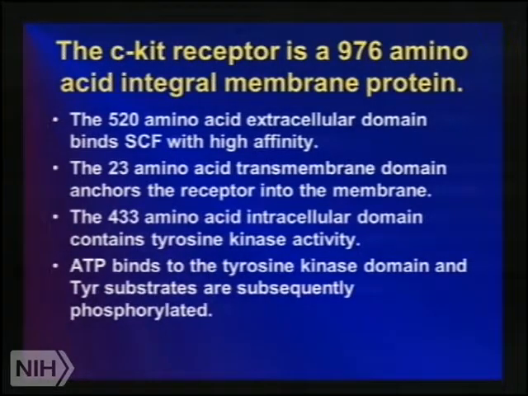So c-KIT, it's a large protein, 976 amino acids, 520 amino acids are extracellular, a single transmembrane domain, and then there's a 433 intracellular amino acid domain that has tyrosine kinase activity.